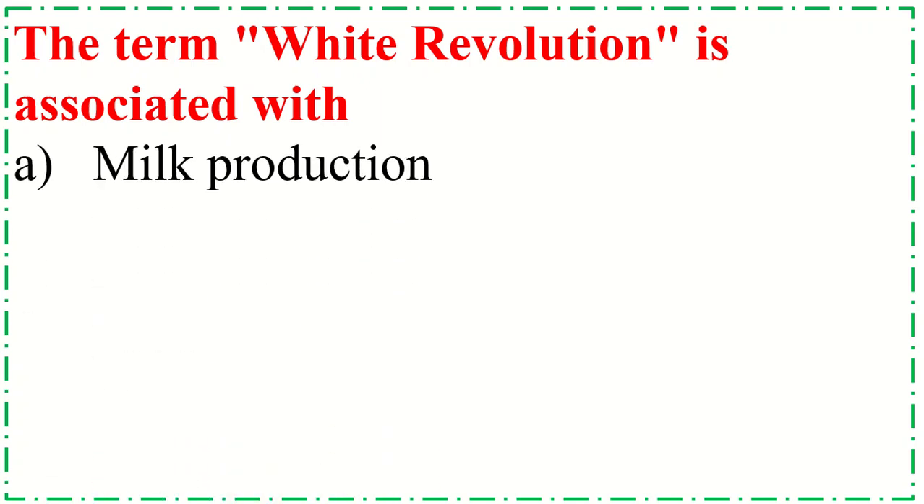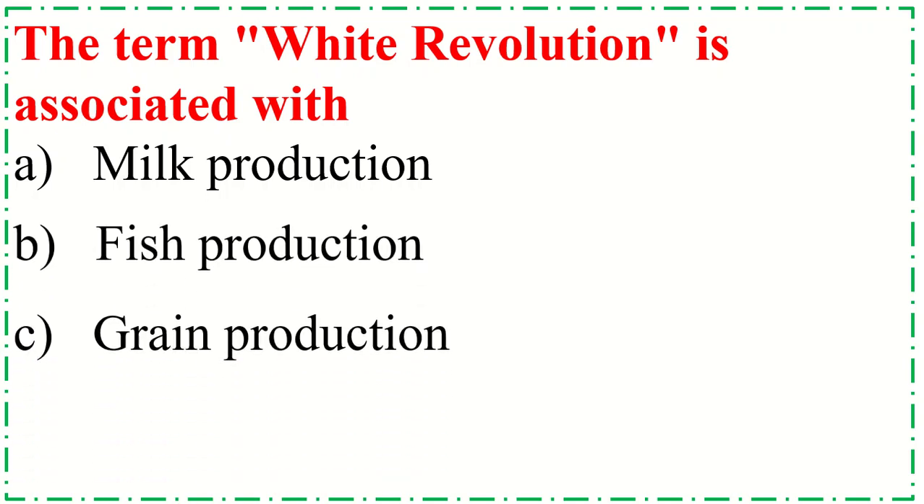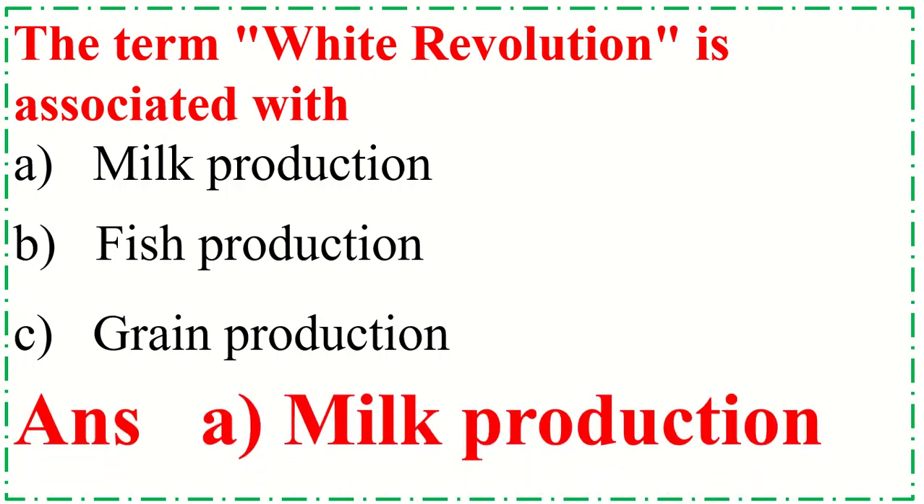The term white revolution is associated with: option A, milk production. B, fish production. C, grain production. Correct option is A, milk production.